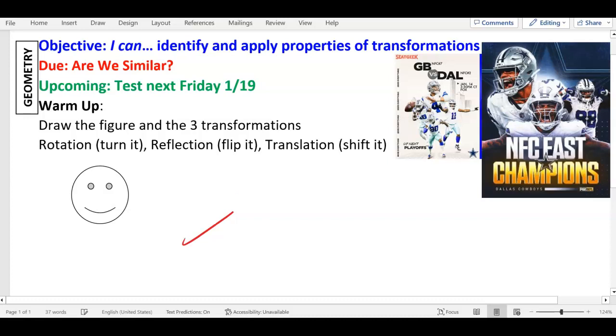There we go. Pen was not working. Rotation, and it's still not working.